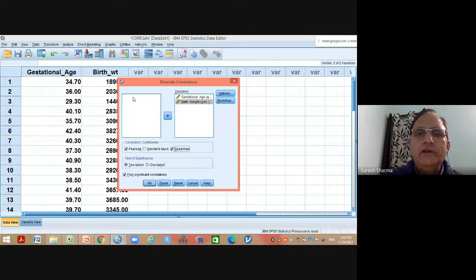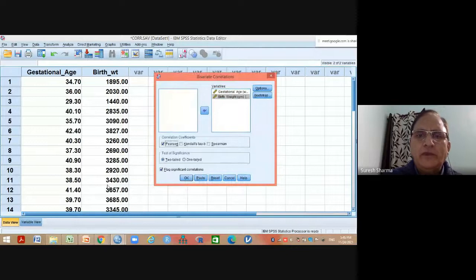Suppose one variable is on a 5-point scale, and another is also ordinal, then in that case, switch off this option and switch on Spearman. You will get the answer, right? So here we are computing Karl Pearson's correlation coefficient because gestational age is a measurement, birth weight is also a measurement. Okay, let's look at the correlation.